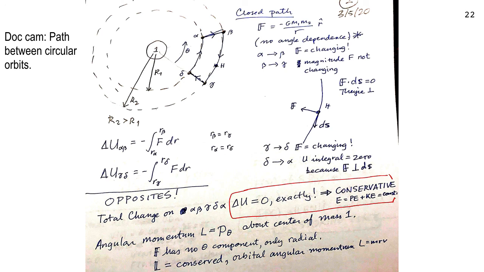All right, let's take a look at these integrals. The delta U on the path alpha beta is equal to minus the integral of the force dr from r alpha to r beta. All right. And you can calculate that if we had some number of meters and some masses. G we can look up. You could calculate that. Now let's take a look at this other one. This one we also have to do. U from gamma to delta, all right? So that's minus the integral from R gamma to R delta of F dr, all right?